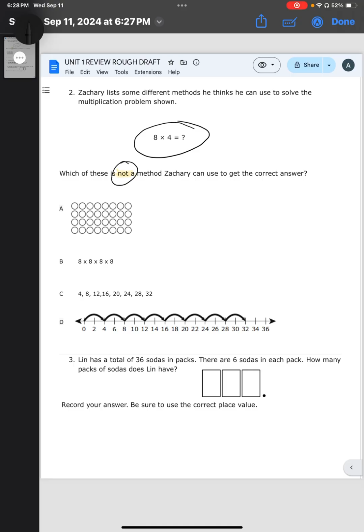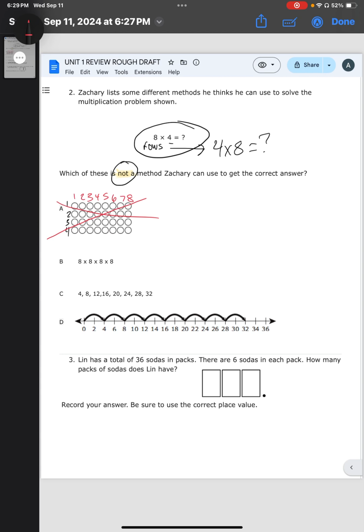For an array, we would need to have either 8 rows of 4 or 4 rows of 8, because another way to write this multiplication sentence would be 4 times 8 equals something. That is the commutative property of multiplication. When I look at this array, I see that there are 1, 2, 3, 4 rows. The size of each row is 1, 2, 3, 4, 5, 6, 7, 8. 8 objects in each row. Therefore, A does represent this problem. This cannot be the right answer because we want the one that does not represent it.